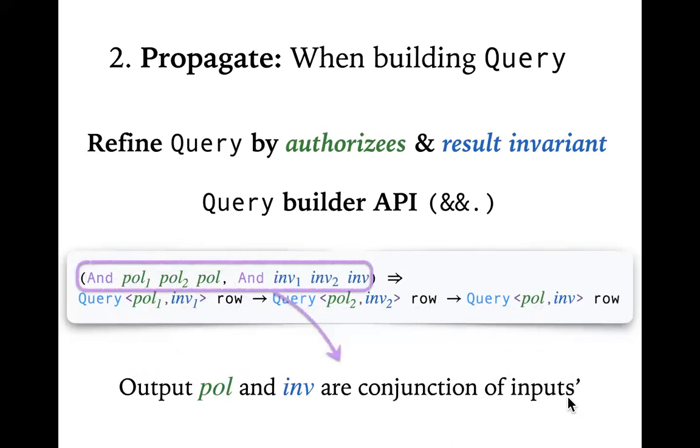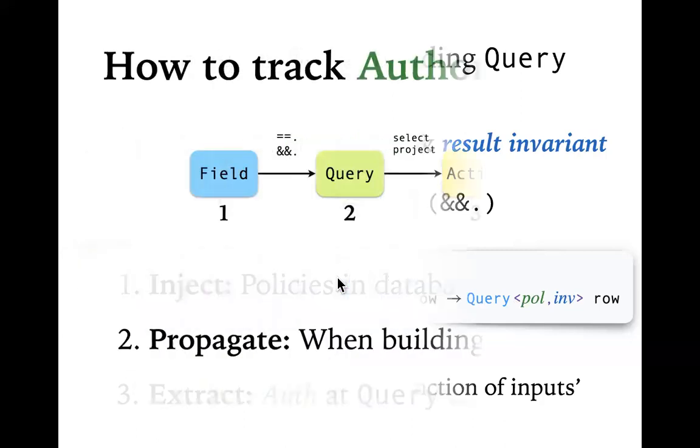Look at the AND operator. Here what it says is, if you have two subqueries, query 1 and query 2, with policy 1, invariant 1, policy 2, invariant 2, the resulting query's policy is going to be given by the conjunction. So the people who are allowed to view the left query and the people who are allowed to view the right query, the intersection of those two. And furthermore, the invariant is also going to be the conjunction of the two invariants. So you can conjoin the sub invariants. Similarly, you can take the disjunction and so on and so forth.